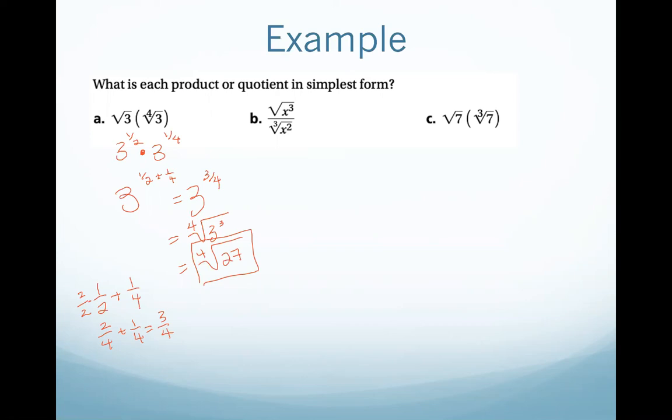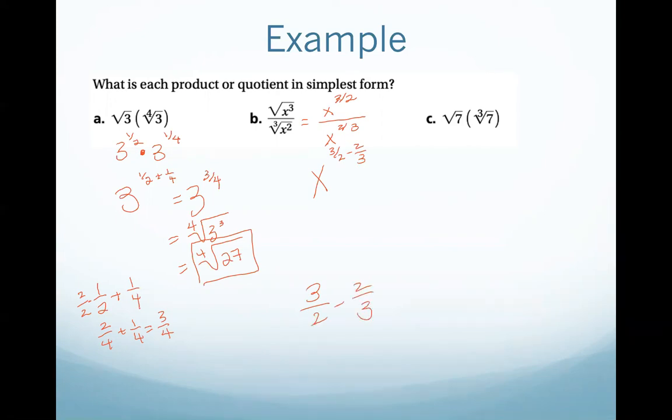My indices do not match, so I need to turn this into rational exponent form. This is x to the 3 halves divided by x to the 2 thirds. I'm dividing, that means I subtract my exponents. So I have 3 halves minus 2 thirds. I'll do this down at the bottom, 3 halves minus 2 thirds.